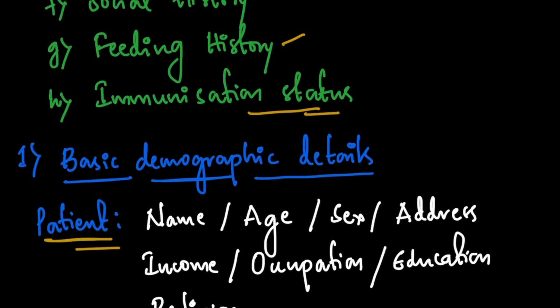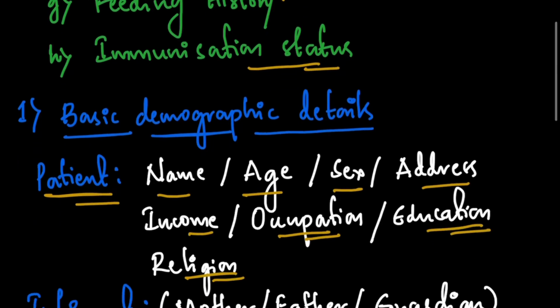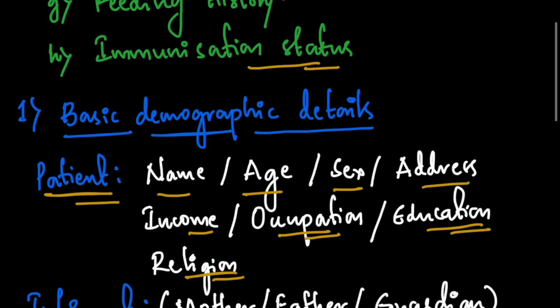So first we'll ask about the patient's name, the age, what is the sex, address, income, occupation, whether the child is working, education up till now, and religion of the patient. Finally, who is the informant of the child? Is it a mother, father, is it a guardian? And we'll ask the informant's name, age, and preferably date of birth as well.